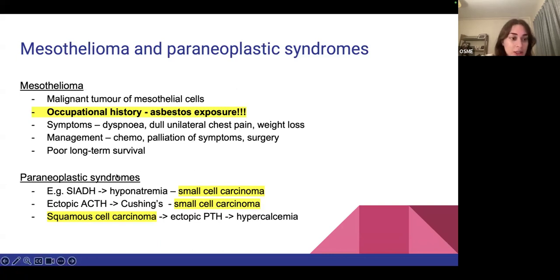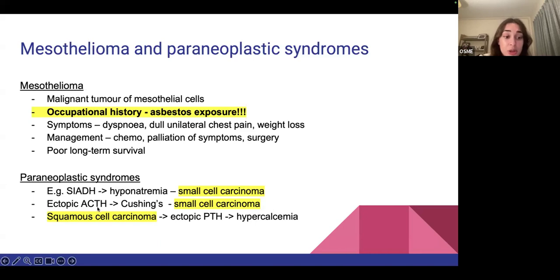And as I mentioned earlier, there are paraneoplastic syndromes. So SIADH, think small cell lung cancer, and they'll have hyponatremia. So they might give you a set of bloods, and there'll be an isolated hyponatremia alongside the presentation.